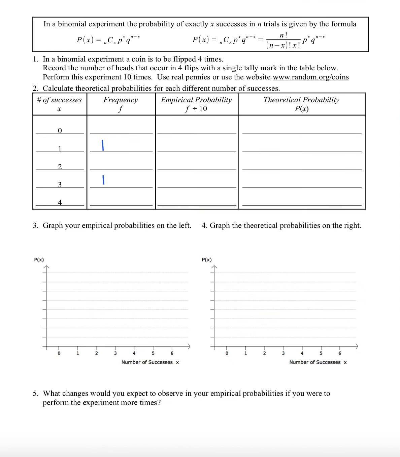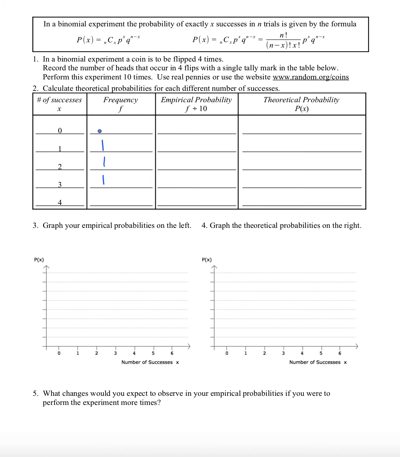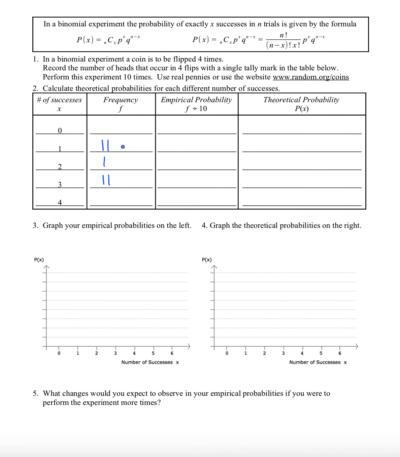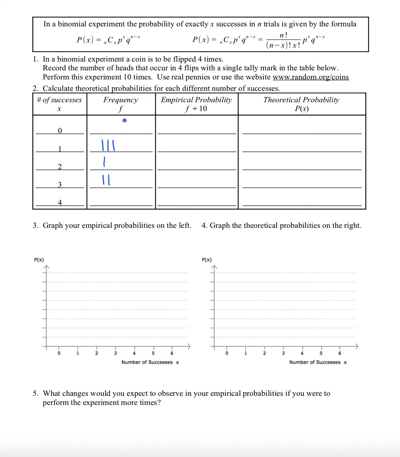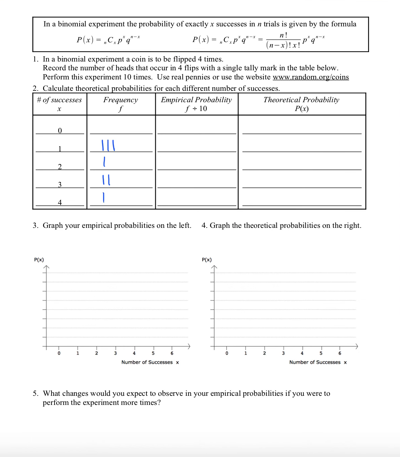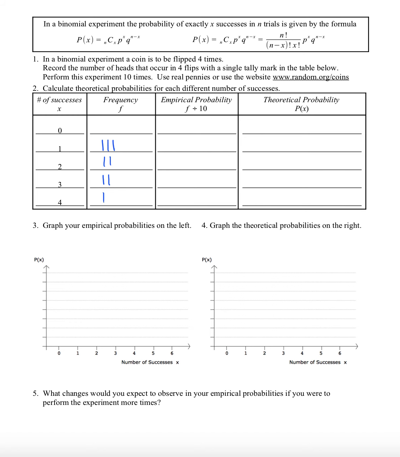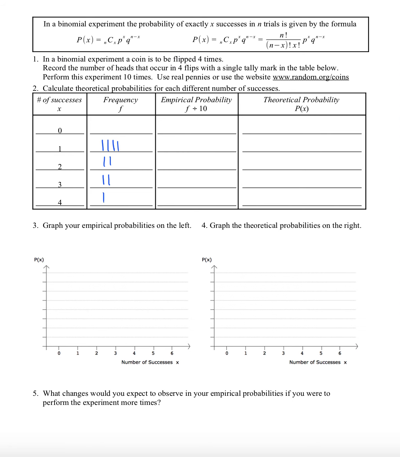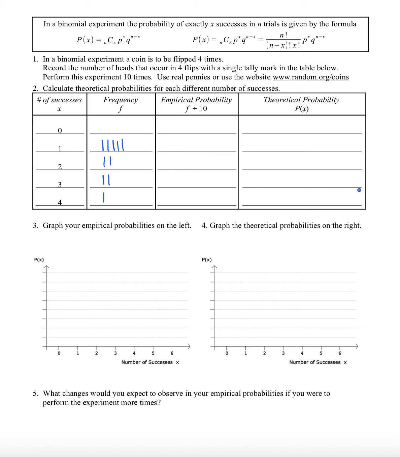Okay, 2 successes. 1 success. 3 successes. 4, okay. 2. Okay. Okay, that's 10.